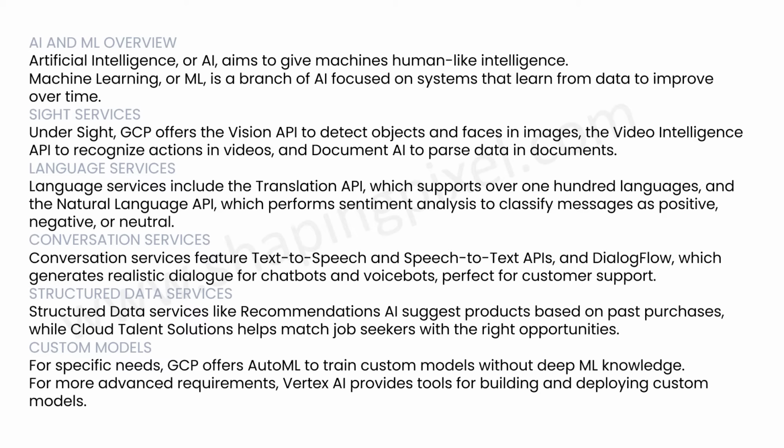For structured data services like Recommendations AI, it suggests products based on past purchases, while Cloud Talent Solution helps match job seekers with the right opportunities. For specific needs, GCP offers AutoML to train custom models without deep ML knowledge. For more advanced requirements, Vertex AI provides tools for building and deploying custom models.